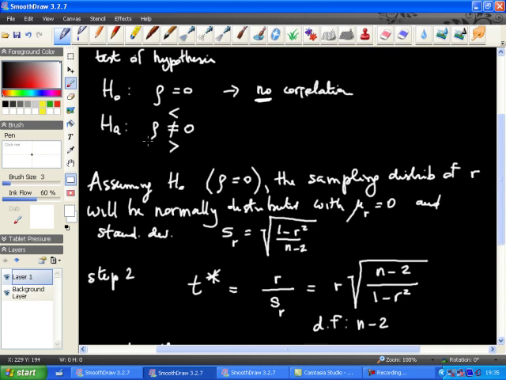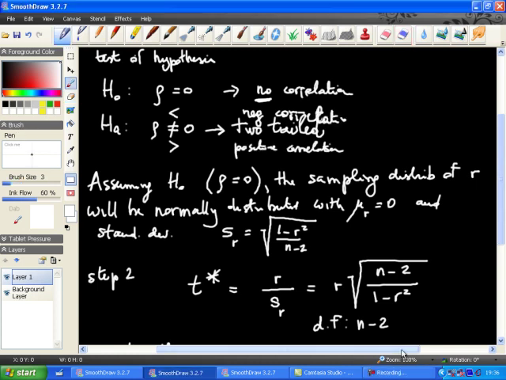And then we have three choices of alternative. Rho different from 0 is our two-tailed alternative, so basically if we are wondering whether there is some sort of significant correlation. Rho less than 0 is when we are testing for negative correlation. And rho greater than 0, we are testing for positive correlation. So you'll have to look at the wording of the question to decide which hypothesis to implement.